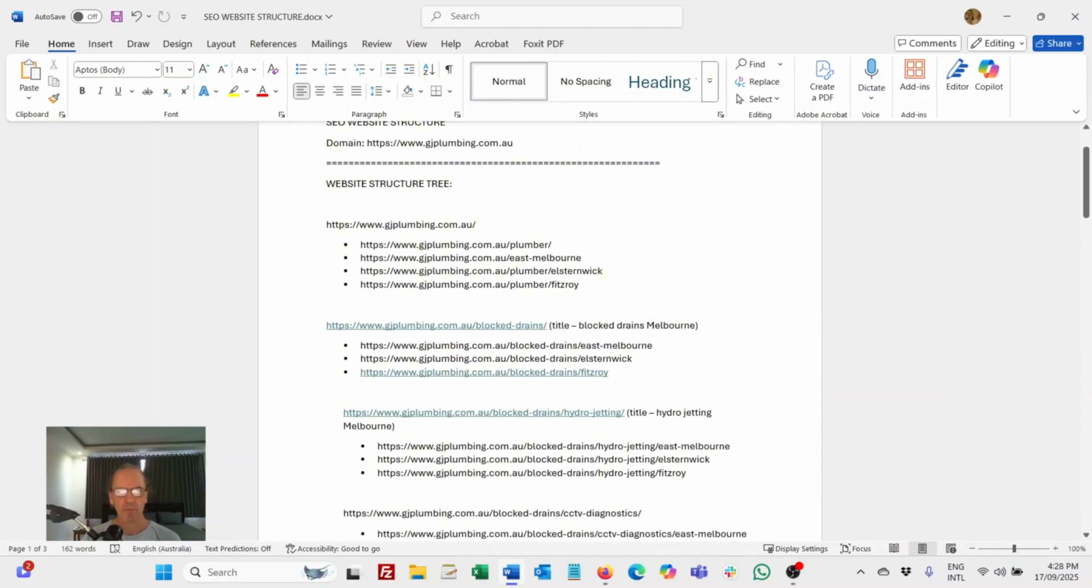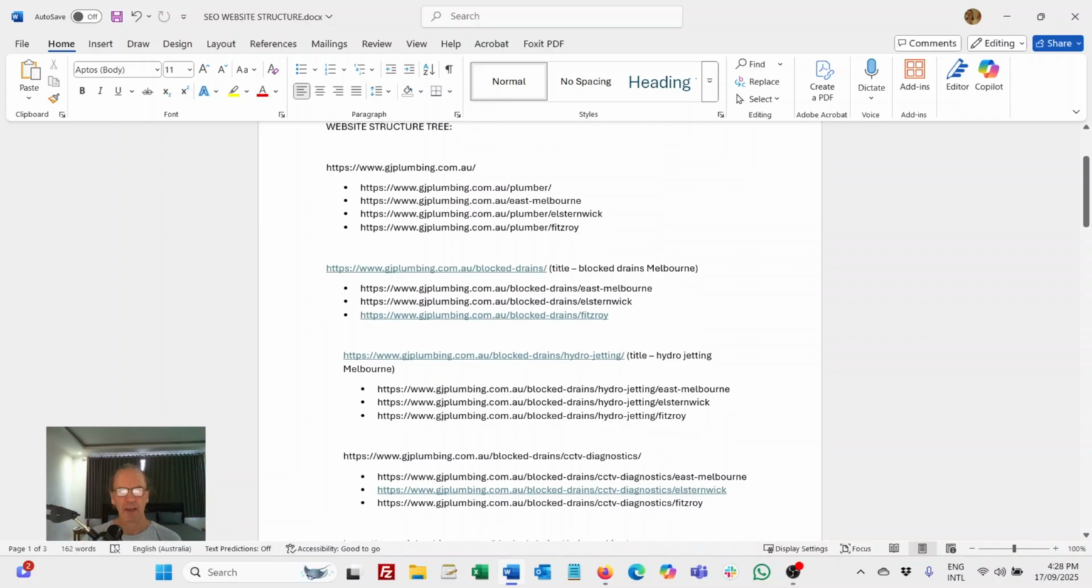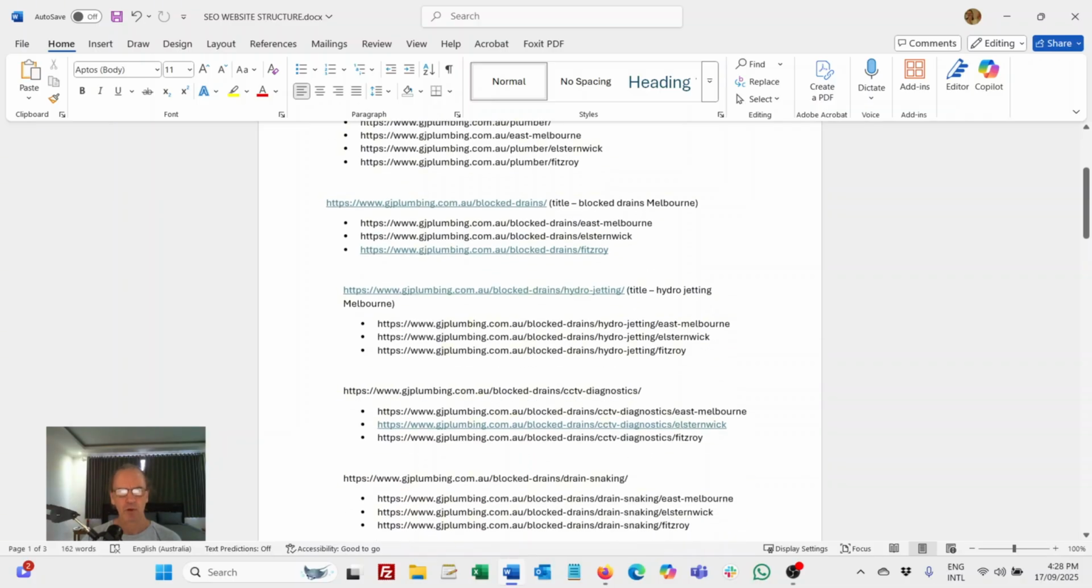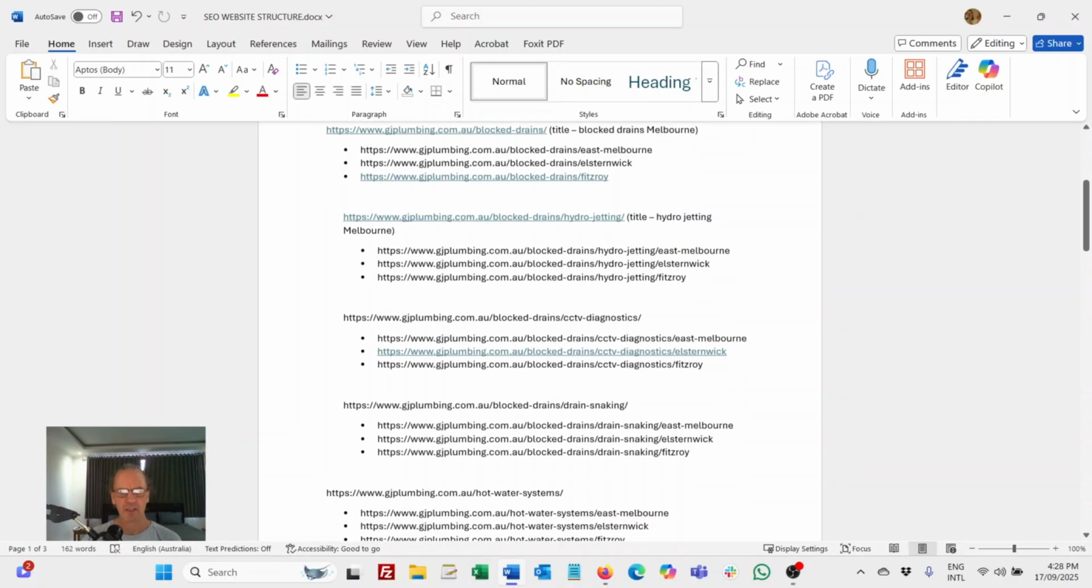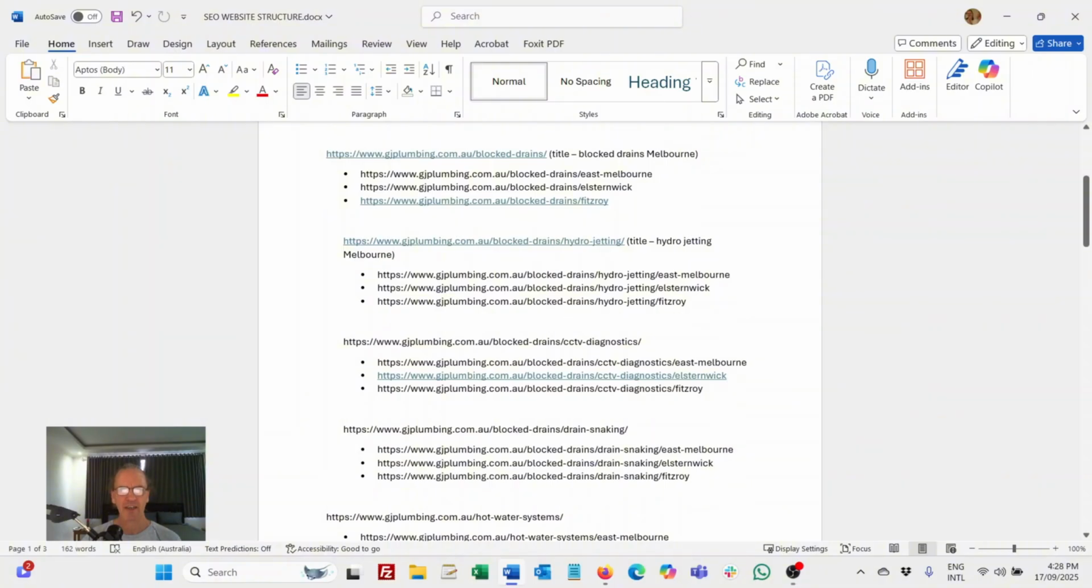So again, here we go back to the main category, plumber, and then we've got East Melbourne, and so on. And then what we've got here, again, we start with the block drains category, and then our suburbs under that. Then we've got block drains hydrojetting, that's our subcategory. Block drains CCTV diagnostics, and block drains drain snaking. And then under each of those, we've got our suburbs.